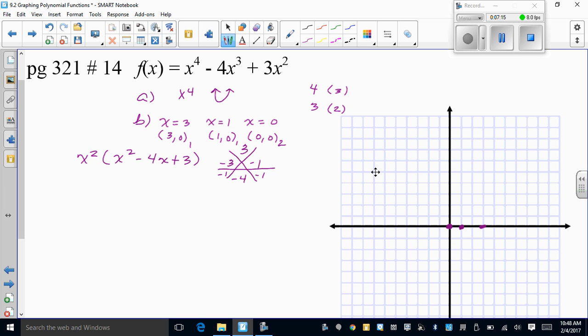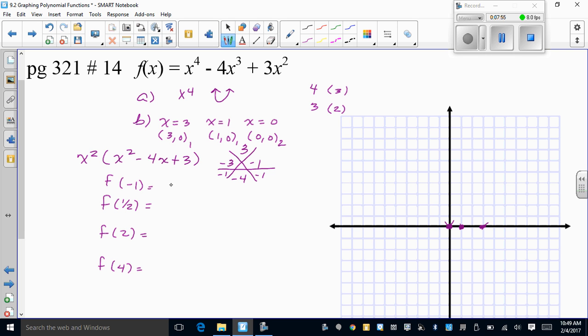Now we know it starts up, so this guy is going to do this bit. And since this guy is up, this guy will cross this way, and then this guy will cross and bring it back up. So step 4 says to use these points to find points in between. So I'm going to do f of 1/2, f of 2, and f of 4. I'm also going to throw in f of -1. What that does is give me at least a point before I hit any of my zeros.